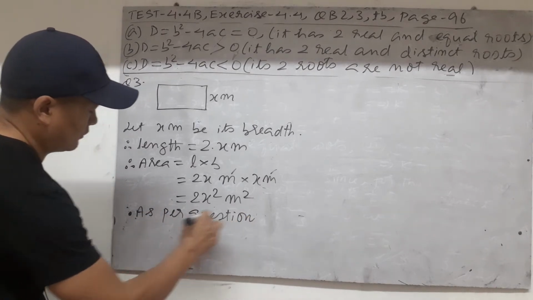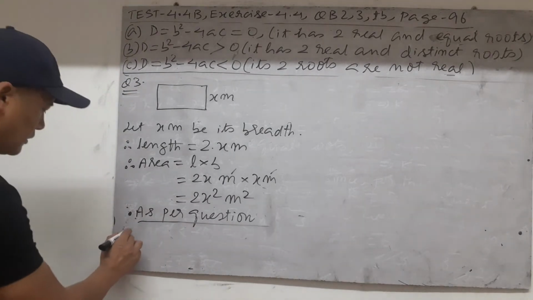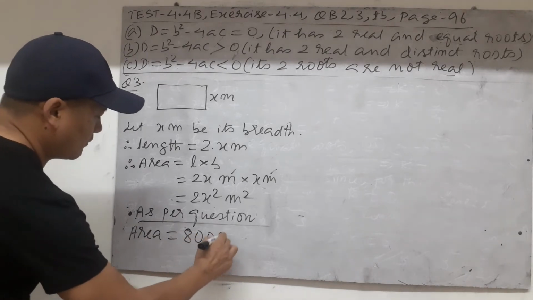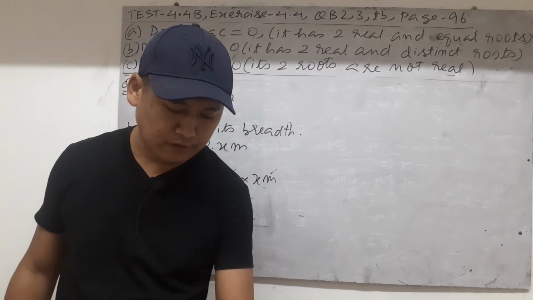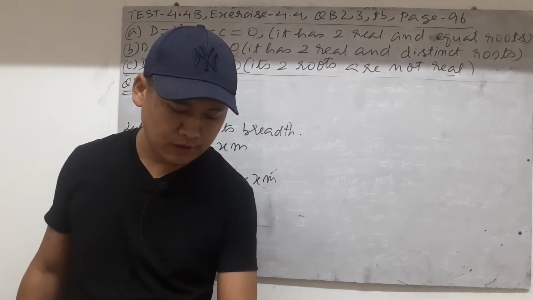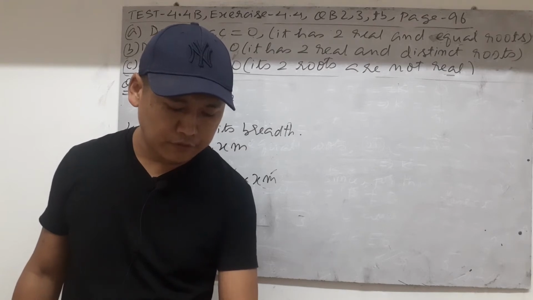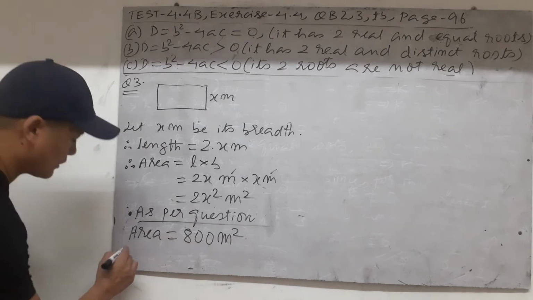As per the question, the area of this rectangular mango grove is 800 meter square. Look into your question: is it possible to design a rectangular mango grove whose length is twice its breadth and the area is 800 meters square? You can see the area is 800, so I wrote it just as it is in the question.